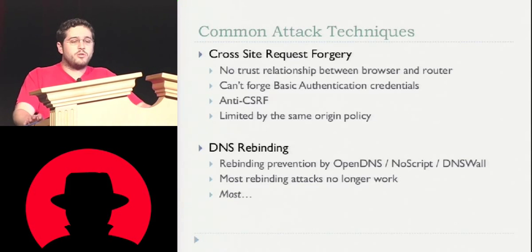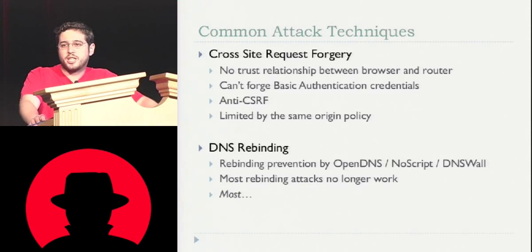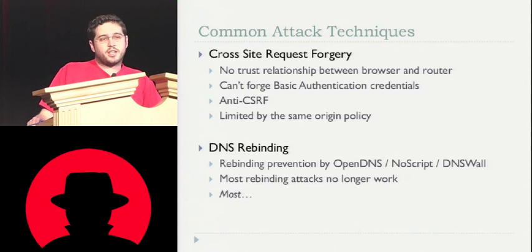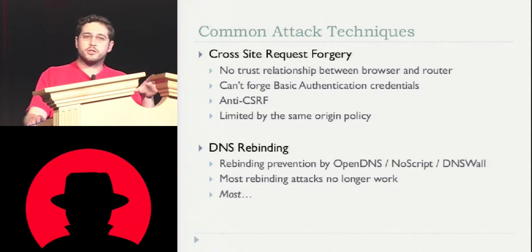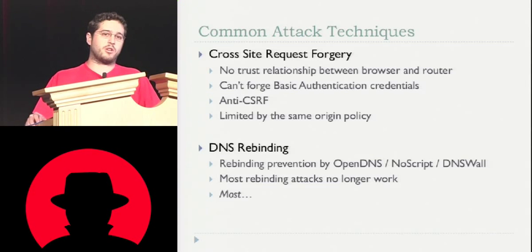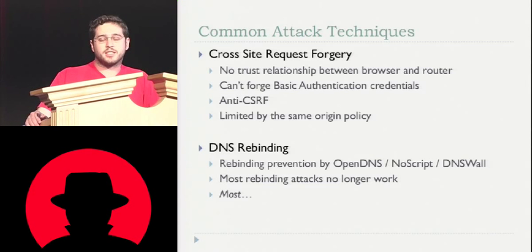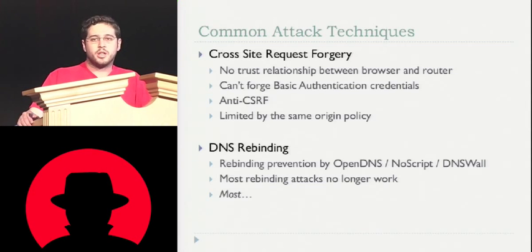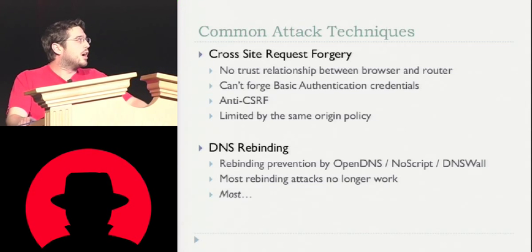So first of all, you can't rely on there being a trust relationship between an internal client's browser and the router, because no one ever logs into their routers. So you can't exploit that. You can't forge basic authentication logins anymore with cross-site request forgery. You used to be able to do user:password@ and then the URL. Now, that doesn't work anymore. IE doesn't even recognize that as a valid URL, and Firefox will actually throw a warning to the user. So you can't rely on that either.